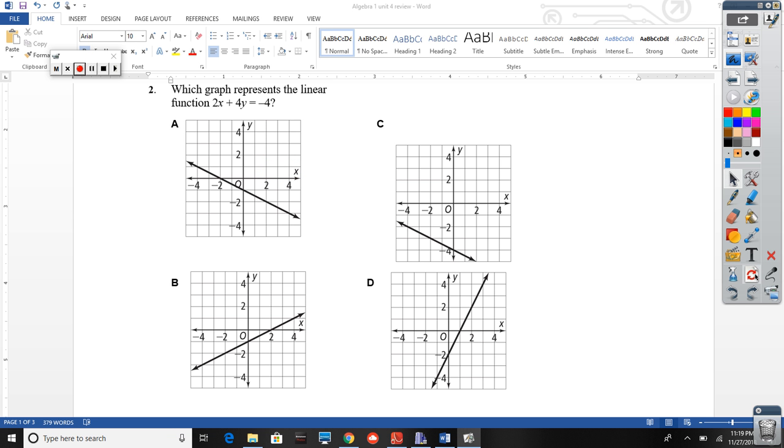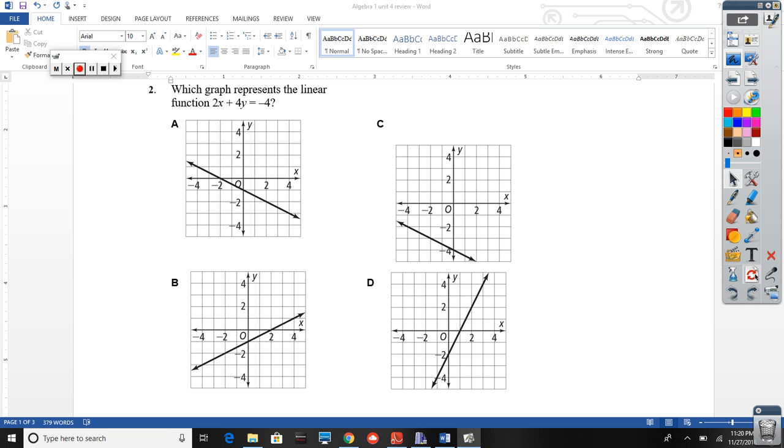Number two, and before you go on to number two, make sure you pause it and really study number one, because number one can be quite easy actually. If you see a question like that, it should be very easy. So number two says, which graph represents the linear function 2x plus 4y equals -4?